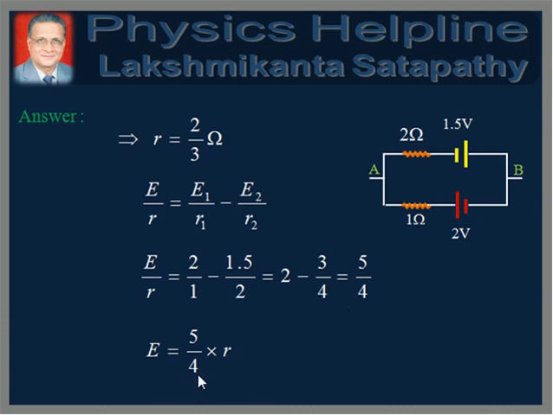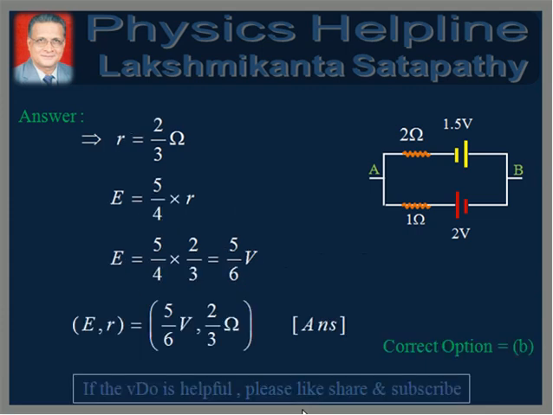Therefore, E is equal to 5 by 4 into R. Putting R is equal to 2 by 3 ohms, we get E is equal to 5 by 4 into 2 by 3, which is equal to 5 by 6 volts. Therefore, the required value of E, R is equal to 5 by 6 volts and 2 by 3 ohms, which is the answer to the question. Therefore, the correct option is B. This completes the answer to the question.